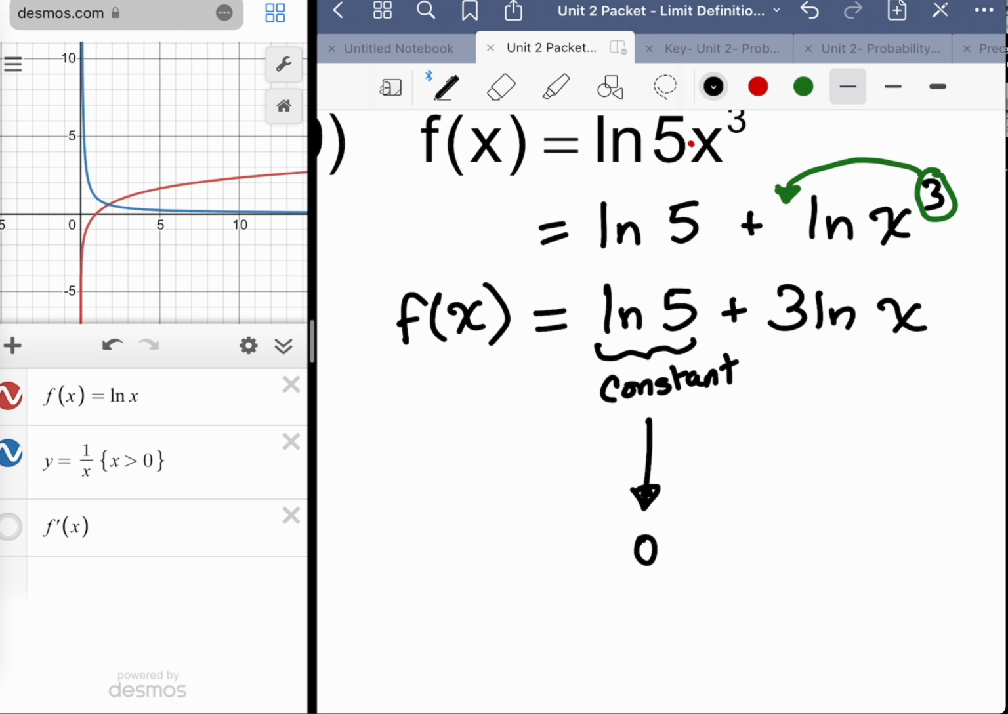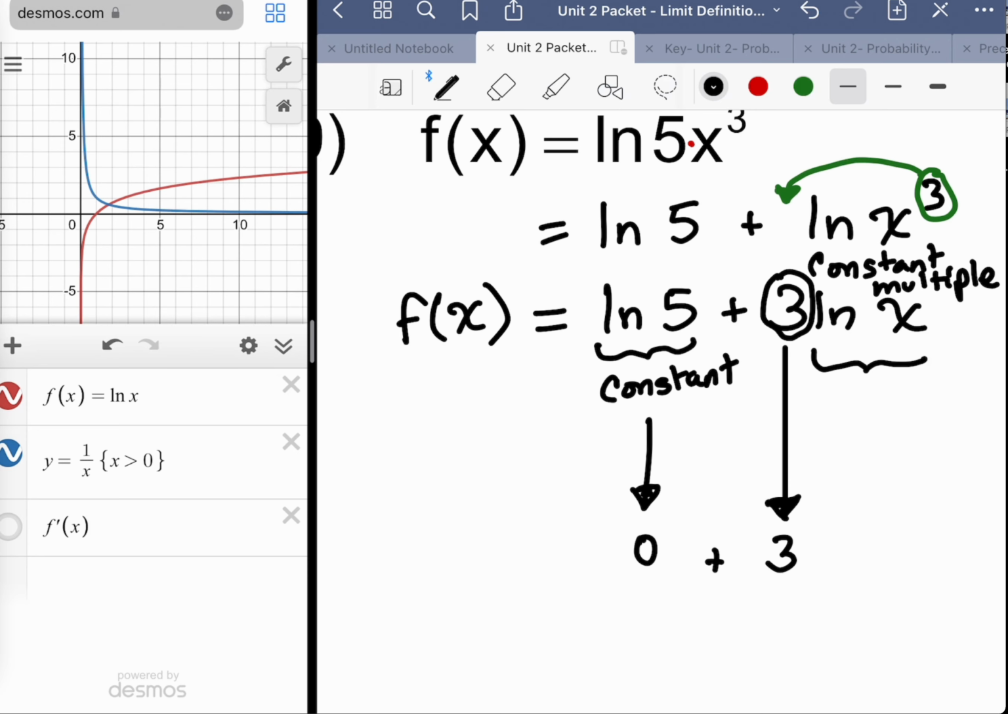3 times the natural log of x, we just talked about this. The 3 is a constant multiple. All right, so this is a constant multiple, different from a constant. It's a multiplier to a parent function that can be differentiated. So what we do is we just hang on to that. We just bring it along for the ride, kind of like a GCF.